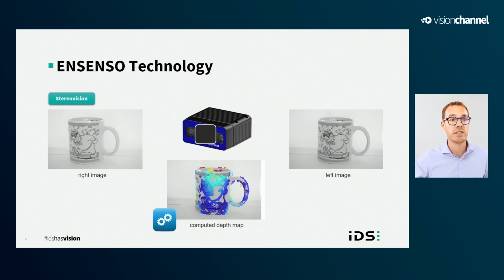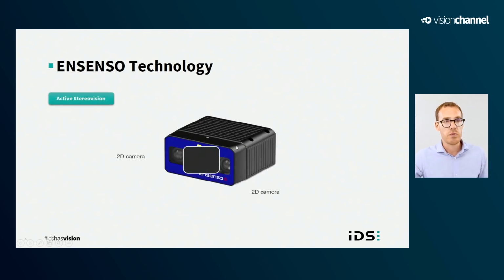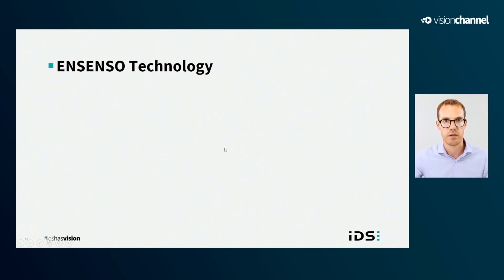So how did Ensenso overcome this issue? The trick is actually pretty simple. We use a pattern projector. This is a unit inside the camera that is only responsible to add contrast to the scene, helping the matching algorithm to distinguish from one pixel to the other. Let's take a look at the same example as before, but now with the pattern projector.